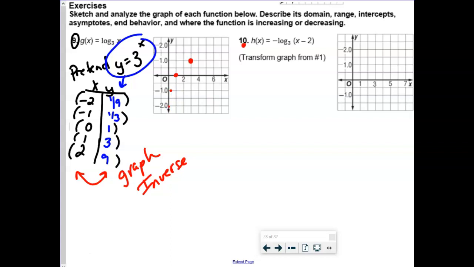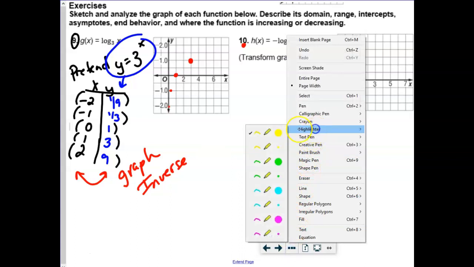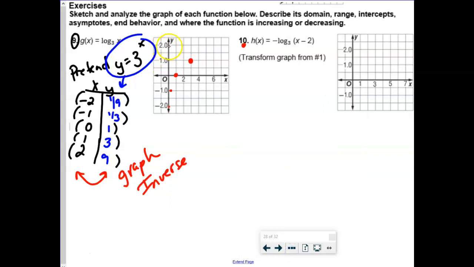So here's what I have to remember: I have a vertical asymptote at x equals 0. And then I have to remember that this logarithm has this type of a shape. And you know what? That's pretty decent.